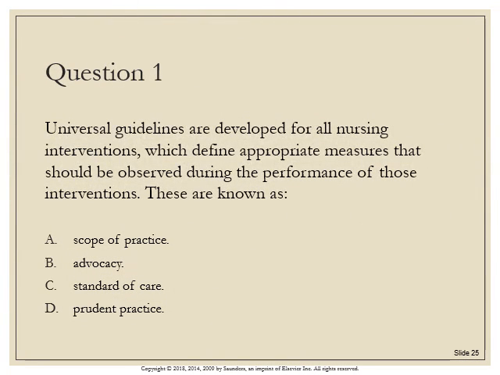Okay, let's review this question together. Universal guidelines are developed for all nursing interventions, which define appropriate measures that should be observed during the performance of those interventions. These are known as: A. Scope of practice, B. Advocacy, C. Standard of care, or D. Prudent practice?